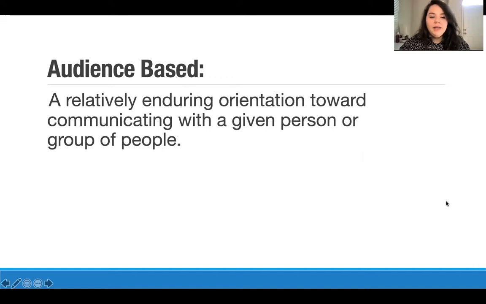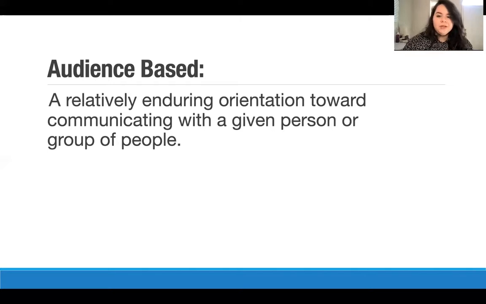The third type is audience-based, a relatively enduring orientation toward communicating with a given person or group of people. So this is exactly what it sounds like. It's based on the audience. You could give the same speech to 3 different groups and have 3 different reactions. And people typically lean towards or away from liking to speak for people that they know or preferring to speak to strangers. It just depends on you and your history of public speaking, what you're most comfortable with.